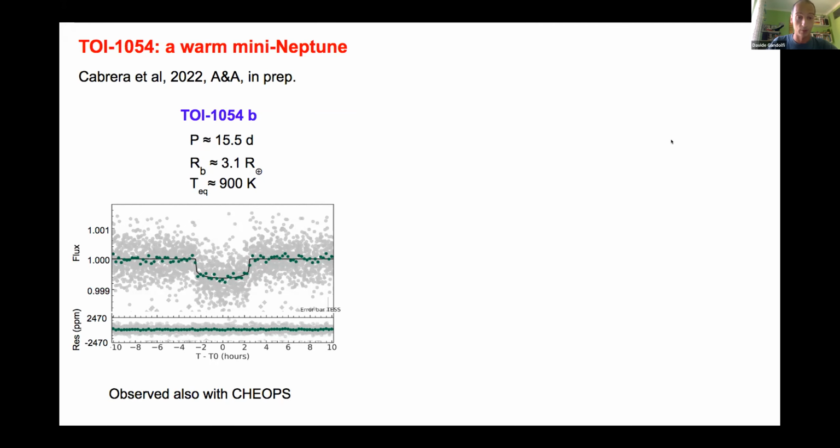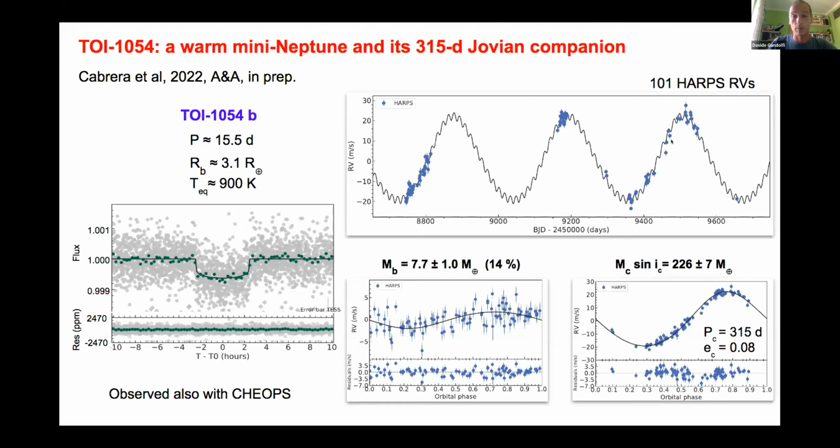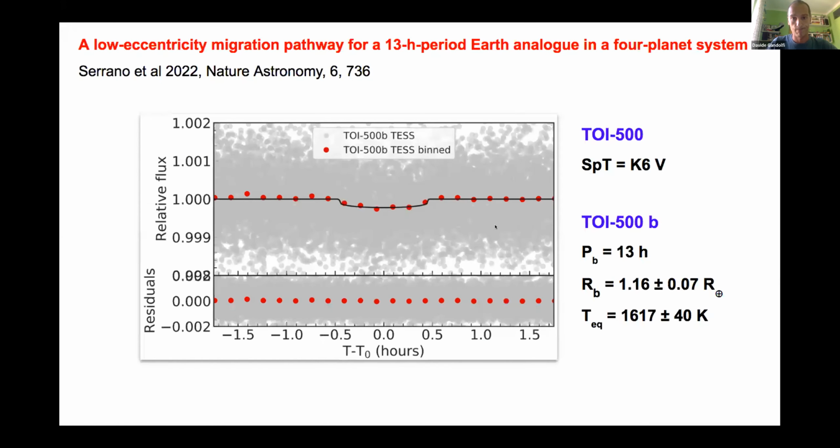Then TOI 1054, which is a paper led by Juan Cabrera and will be submitted relatively soon, is a warm Neptune. We observed it with HARPS, and once again, thanks to the long baseline, we discovered that there is an additional planet, which is a Jovian companion on a 300-day orbit. And this target was also observed by CHEOPS.